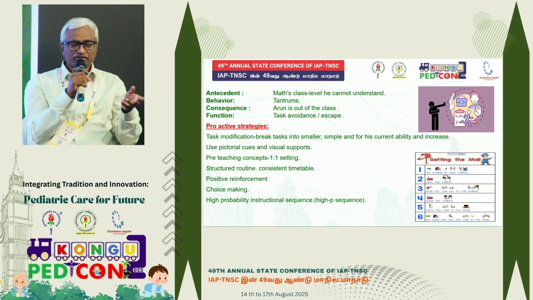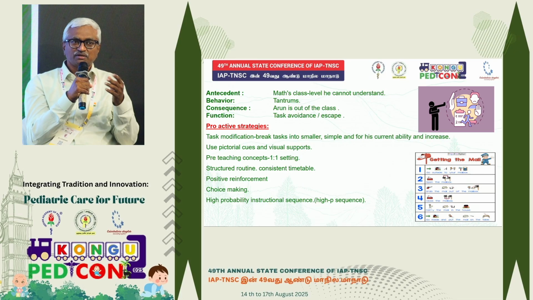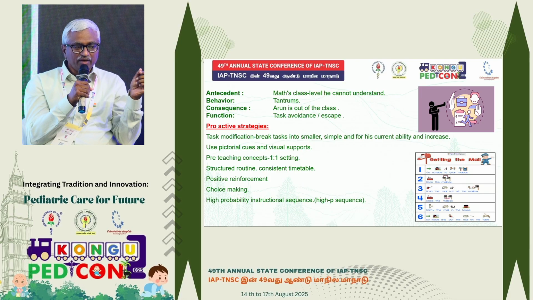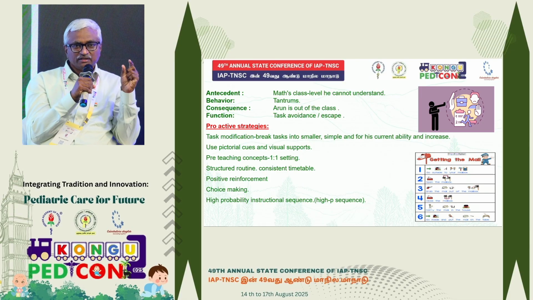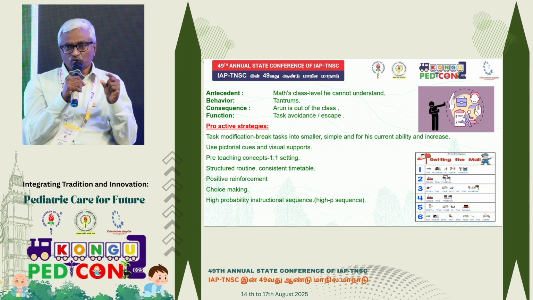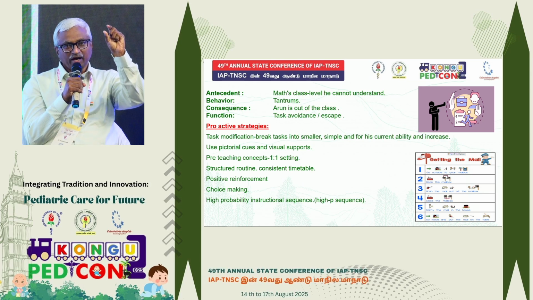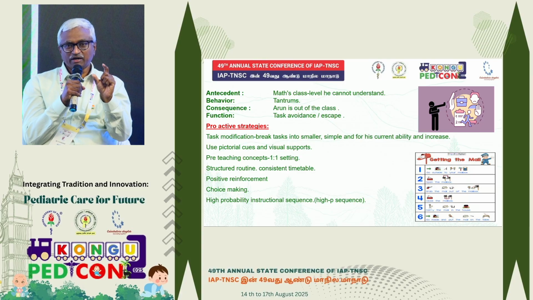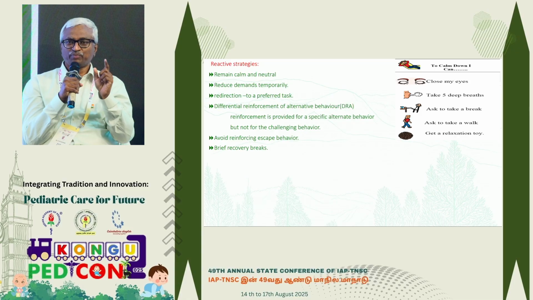The other proactive strategies may be positive reinforcement, giving gifts or praise or something he wants, and choice making. So you can always choose which are the things he wants, and which are the difficult sums he can leave. These are the things we can do. The next thing is a high probability instructional sequence. There are two things here: a high probability, or high-P, sequence and a low-P sequence. The high-P sequence is the activities he can do, and low-P is what he finds difficult. So our target should be to reduce the time between the high-P and the low-P.